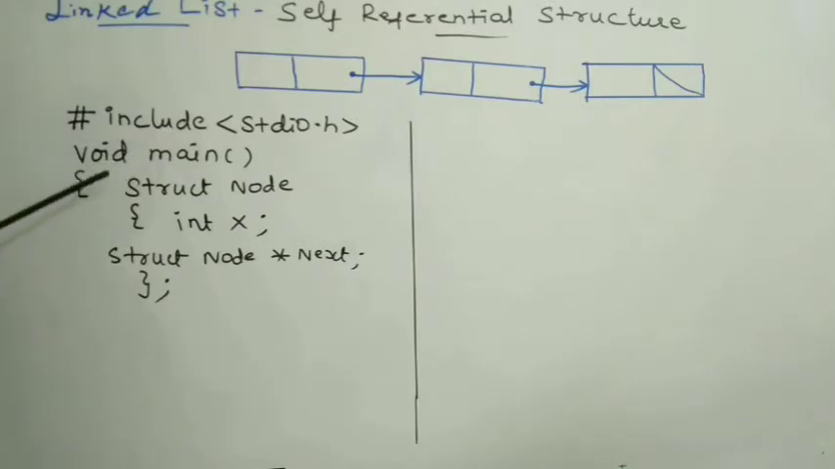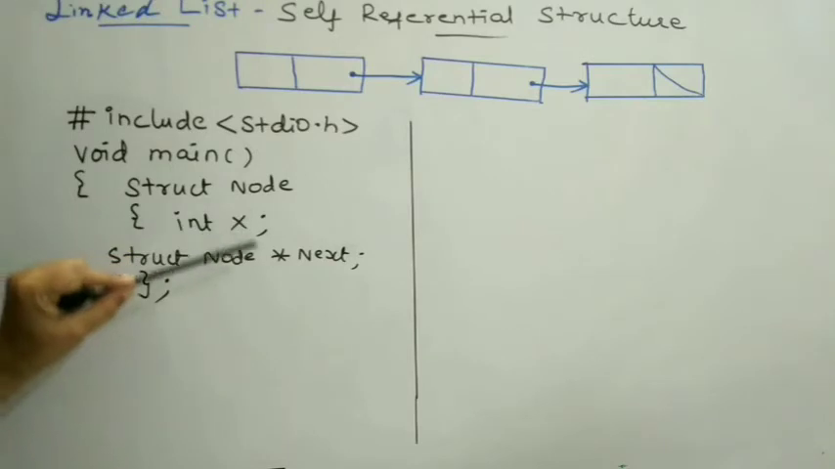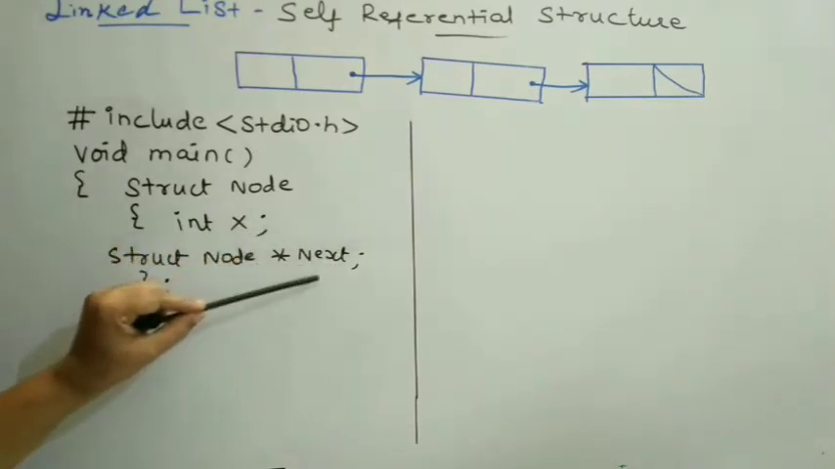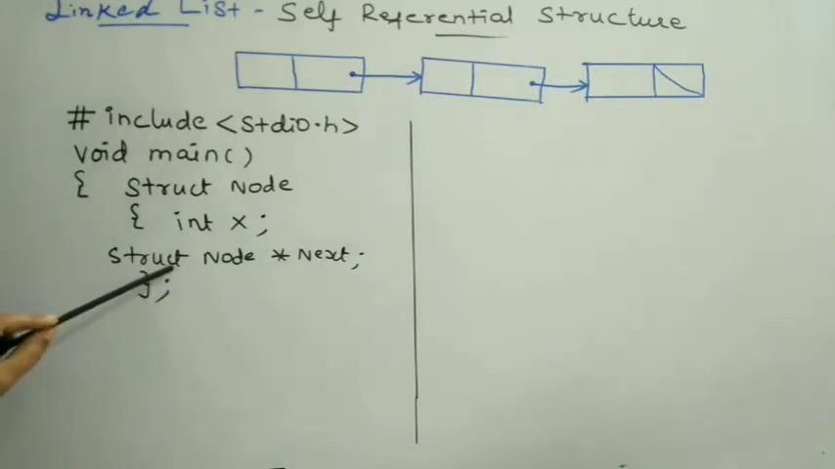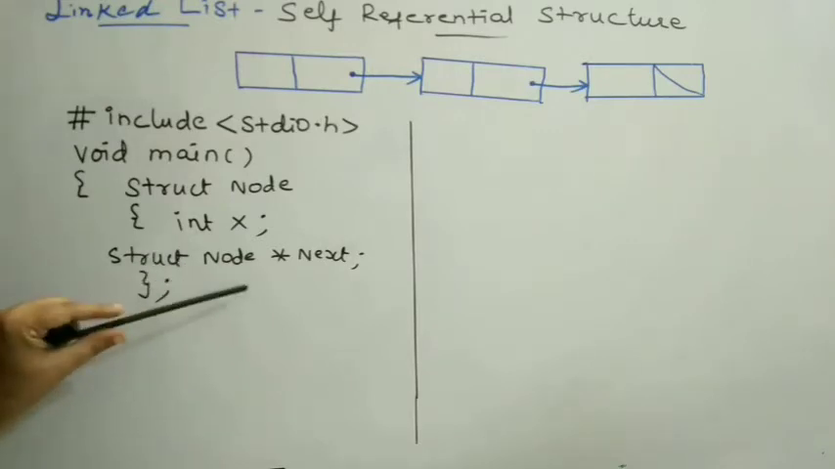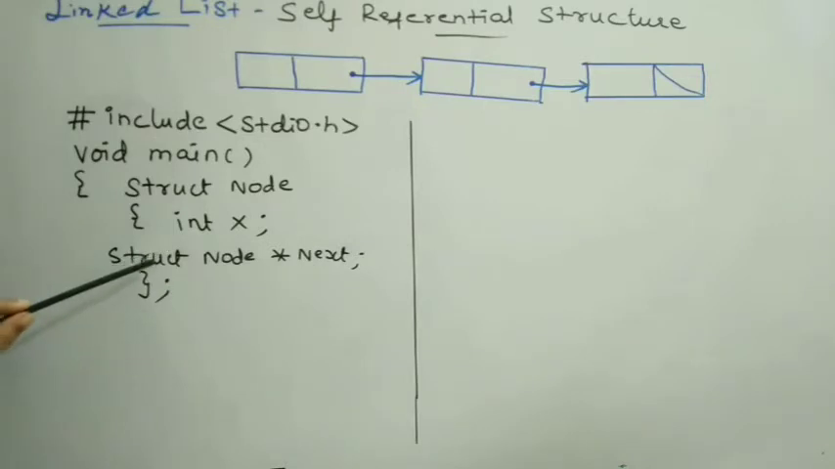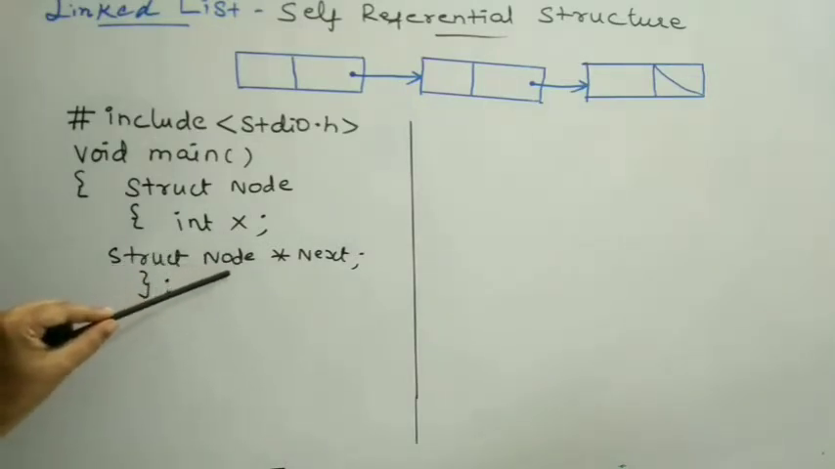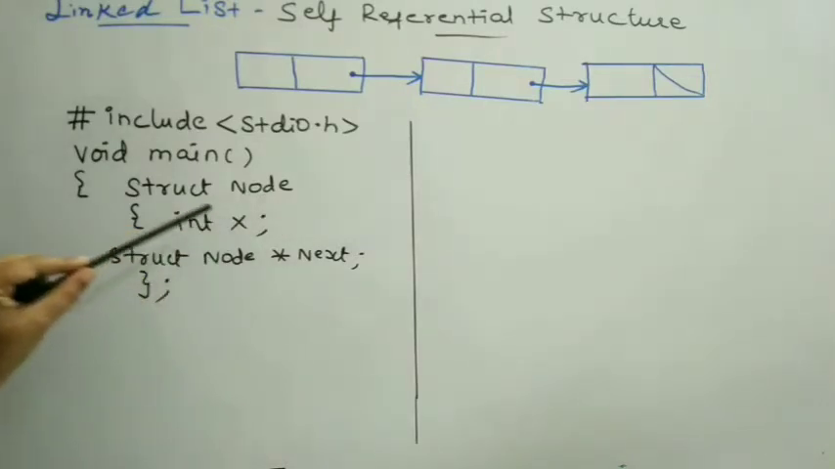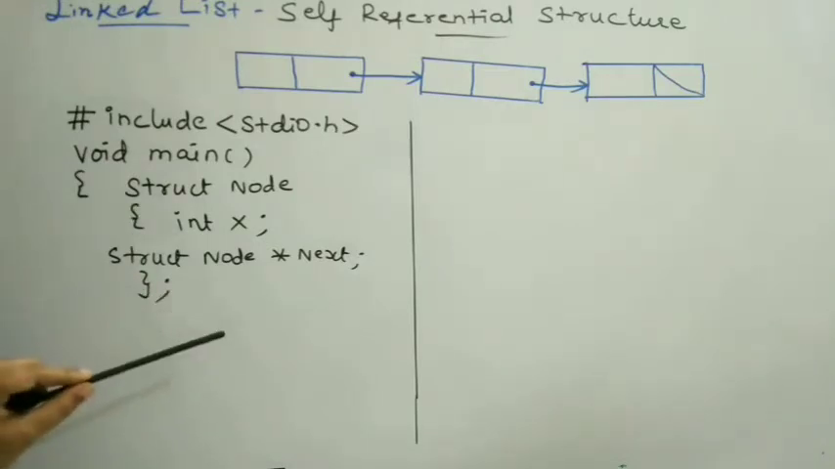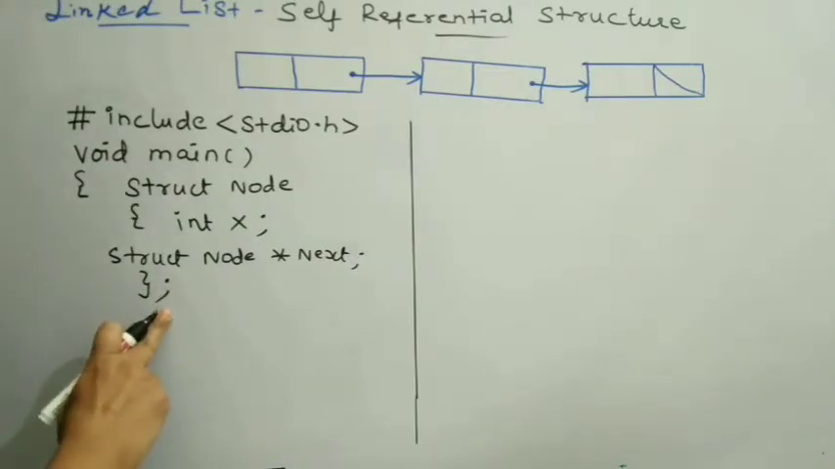We may call this a self-referential structure. Why? Because the structure includes as a data member a pointer variable, and that pointer variable points to a structure of the same data type in which it has been defined. Next is pointing to a structure of data type node in which it has been defined. So this structure is called a self-referential structure. With this semicolon, my definition of the structure ends.